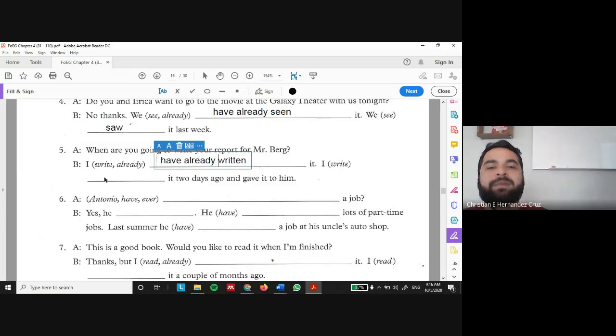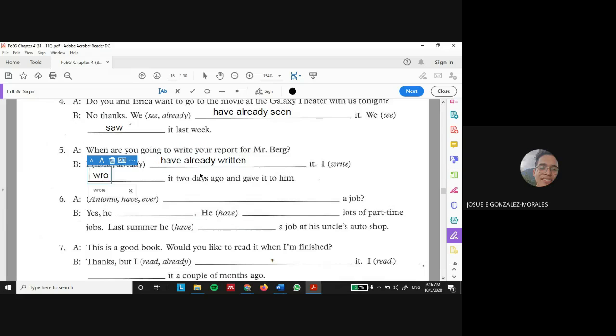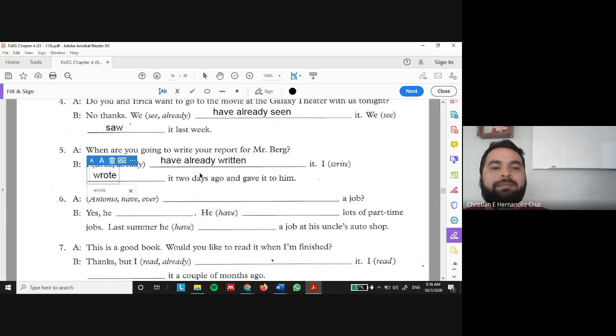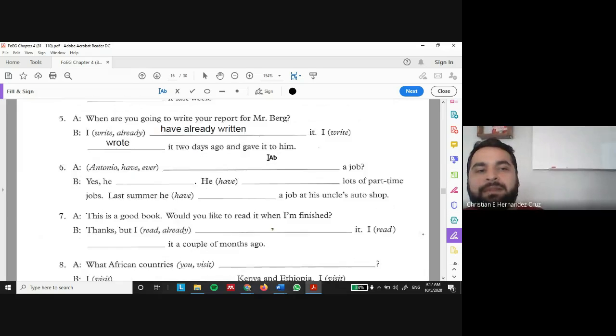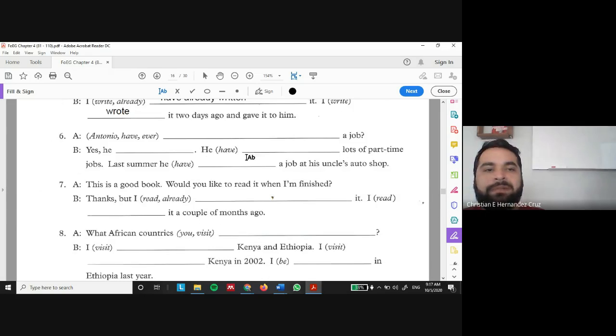So what about this one over here? It says I write. Wrote. There you go. Exactly right. Once again, nos dejamos llevar de specificity. This one says 2 days ago, so this is why this is simple past. And this one is not specific, which is why it is have already written. And yeah, we're pretty much done with time.